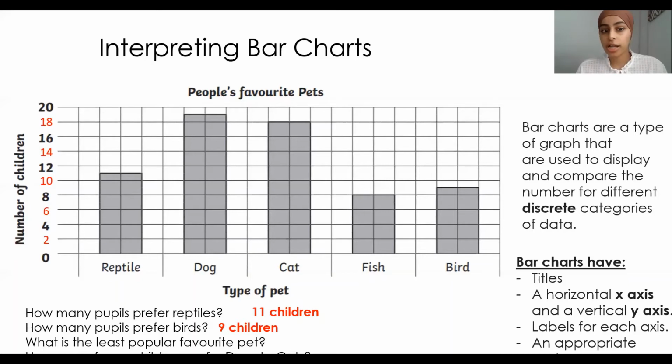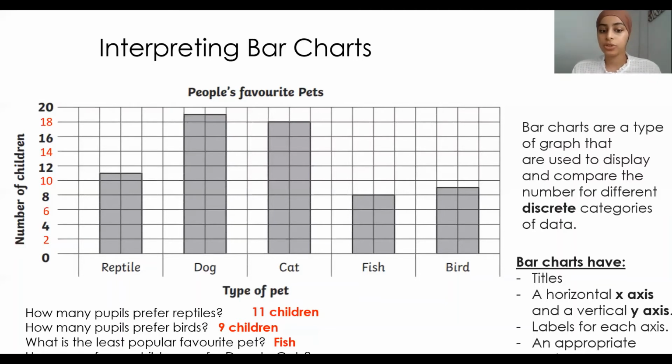Next one, what is the least popular favourite pet? Well, a good thing about charts is it's quite visual, so you can easily see from these 5 bars which one is the smallest bar, and that will help us work it out. You could also work out the number of children that voted for each one so that you're even more accurate with your answer. In this case, the one that I can see that is the smallest is fish, as if we followed it along, it would land on 8 children, so fish.